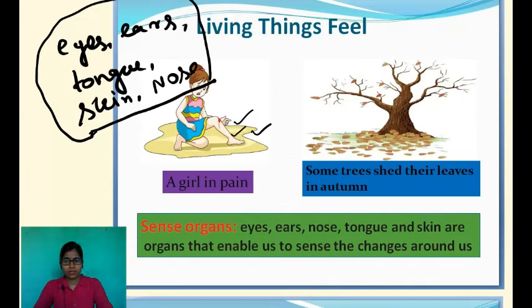A plant kept in the shade will grow towards the sunlight, and plants can also sense a change of weather. That's why some trees shed their leaves in the autumn season. How many sense organs are in our body? Eyes, ears, nose, tongue and skin are sense organs that enable us to sense the changes around us. I have already discussed that with you. With the help of this you can understand how living things can feel.